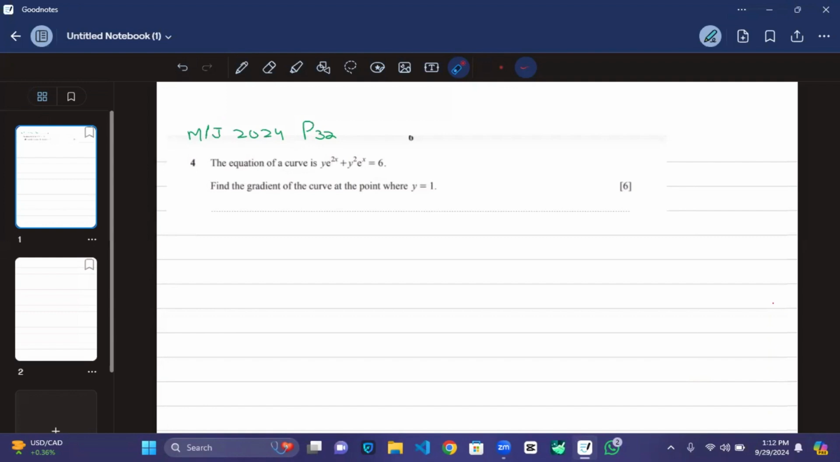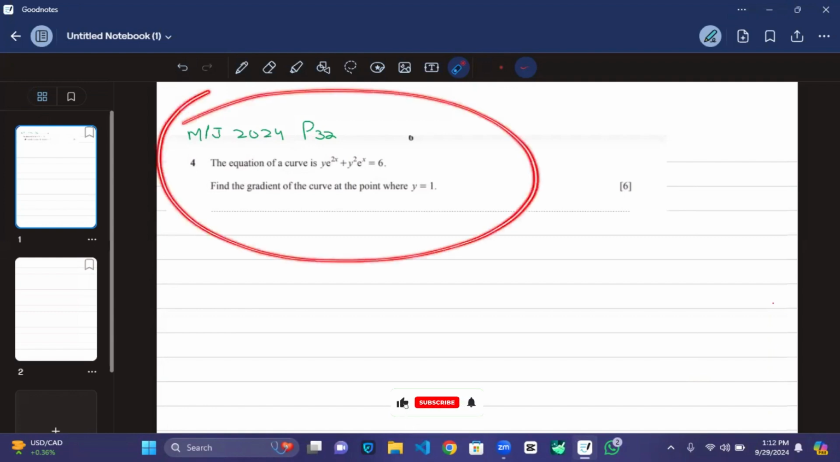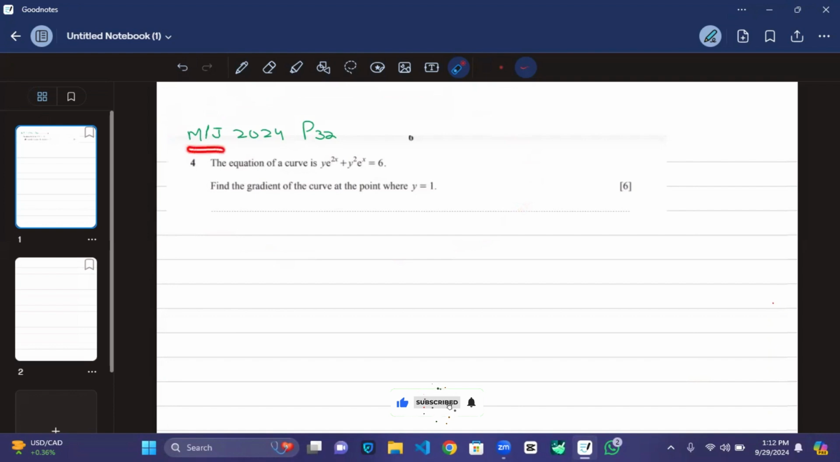So today in this video we are going to solve this math question. This question is from May-June 2024 paper 3-2. This is the recent question paper. So let's begin. The equation of a curve is y e to the power 2x plus y squared e to the power x is equal to 6. Find the gradient of the curve at the point where y is equal to 1.